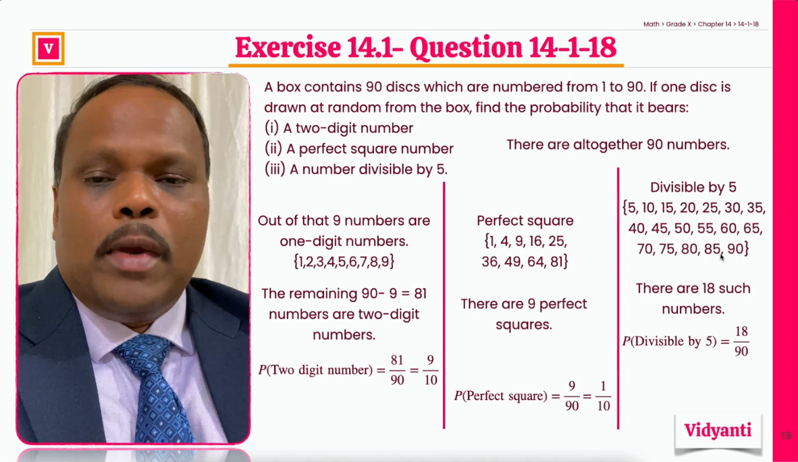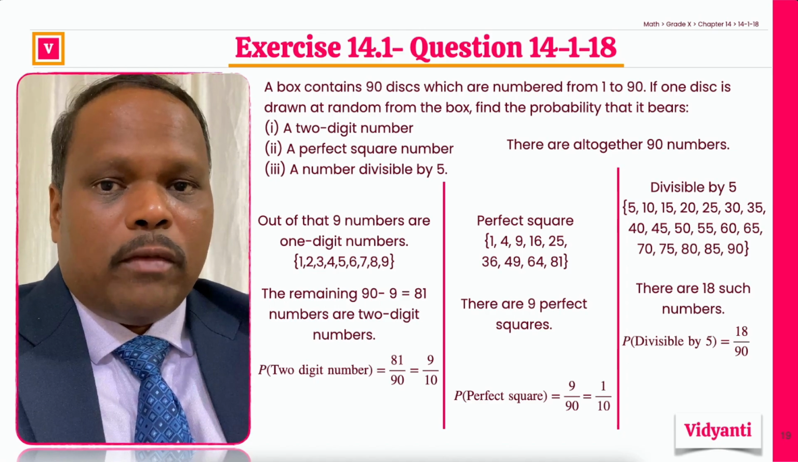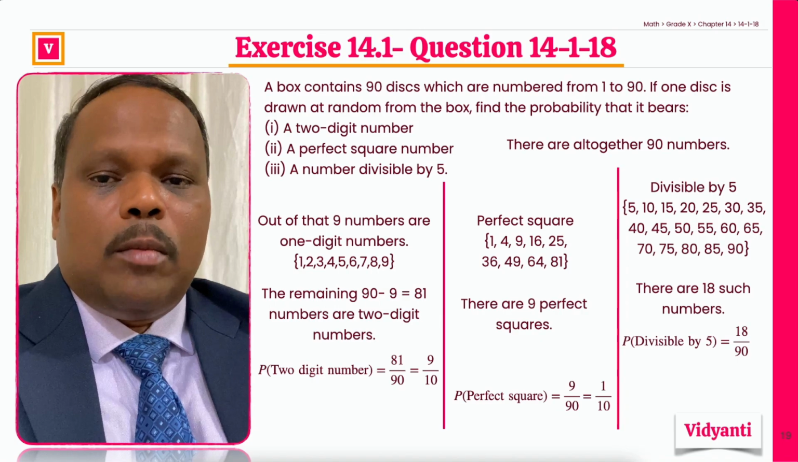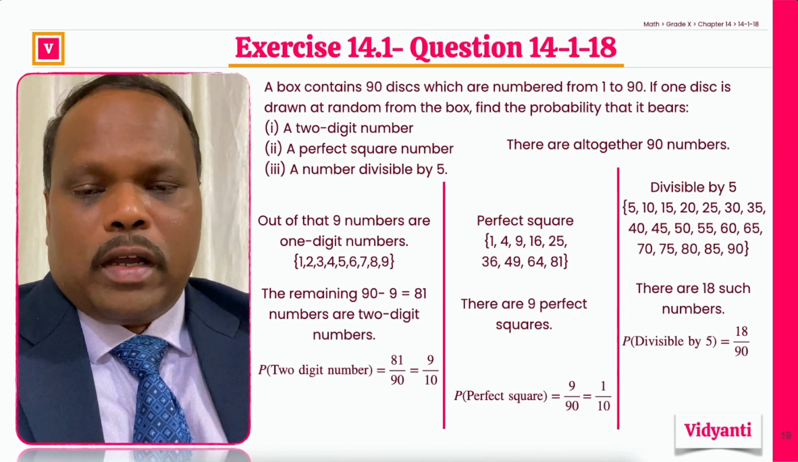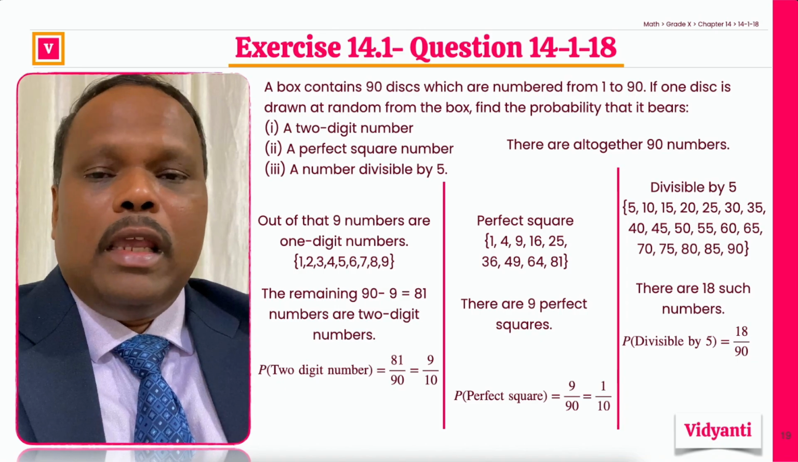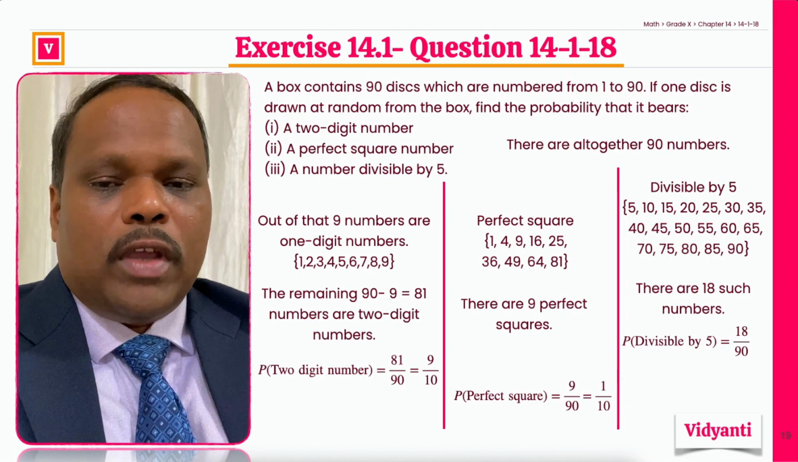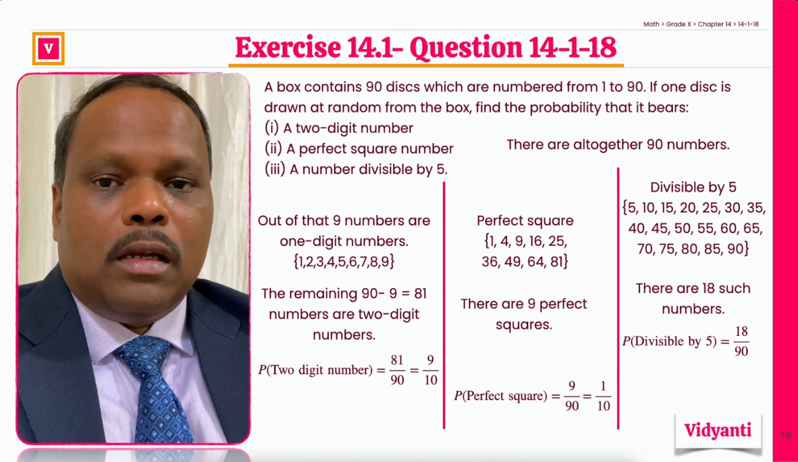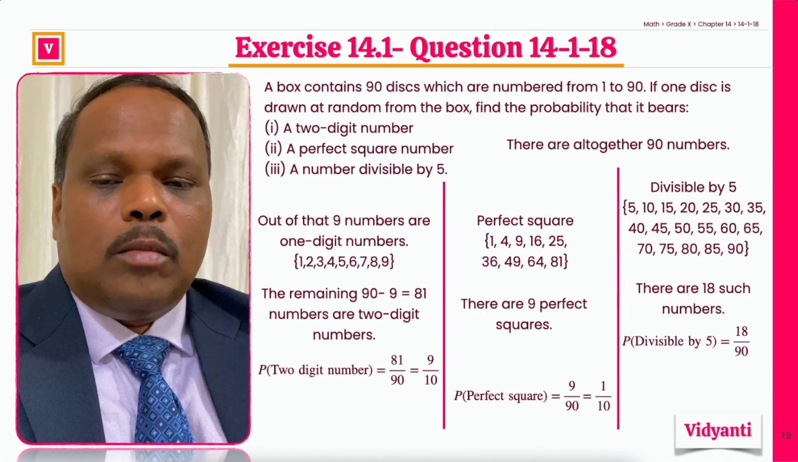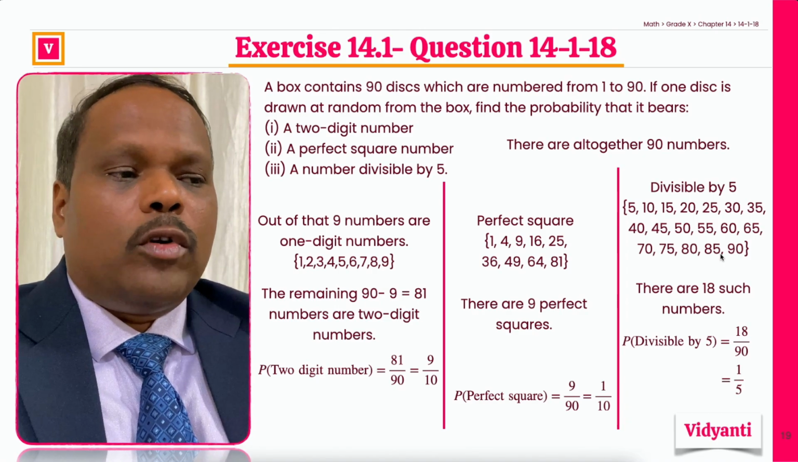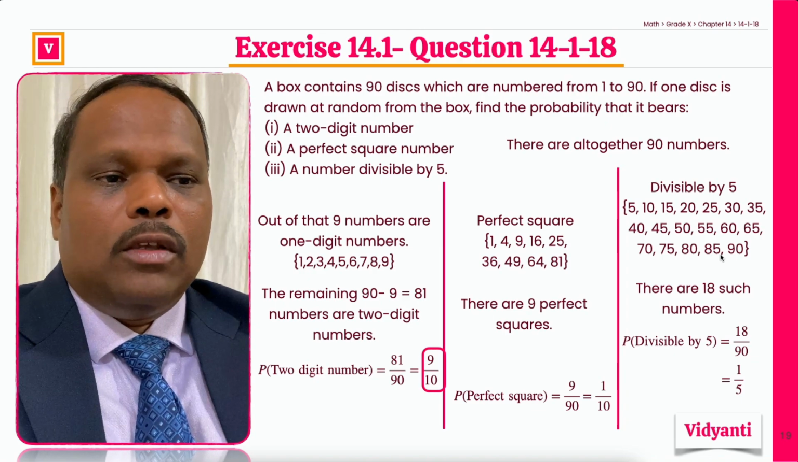So the probability of getting a number which is divisible by 5 will be favorable upon total. There are 18 such numbers which qualify the given criteria, that will be 18. And altogether we have 90 that will remain in the denominator. So your answer is 18 divided by 90. Upon simplification that will come out to 1 over 5, and that will be your final answer.